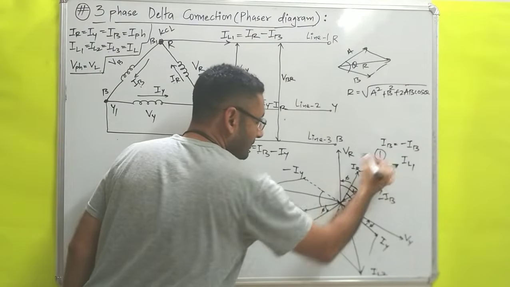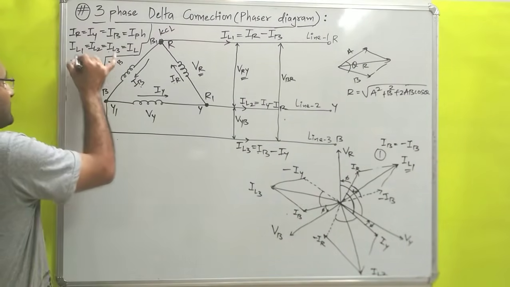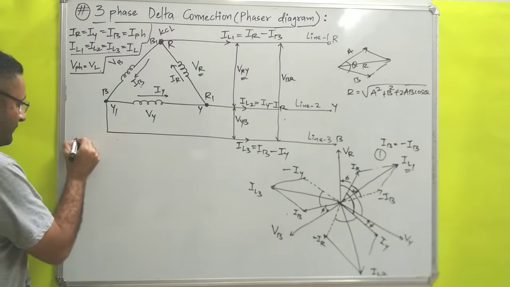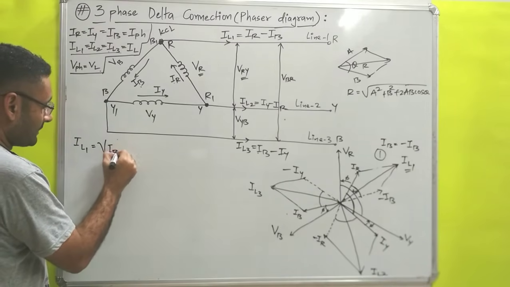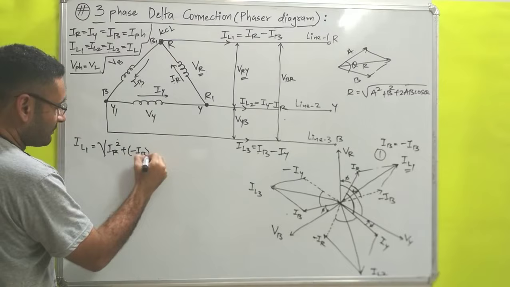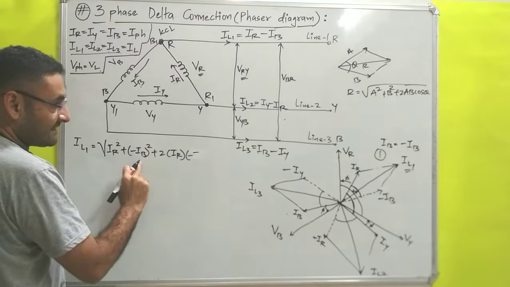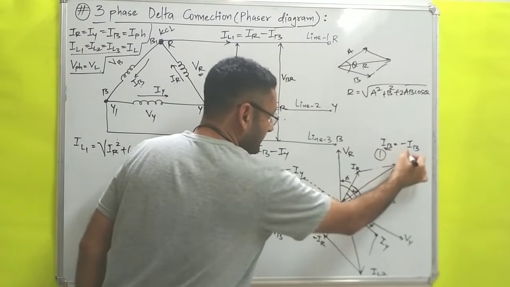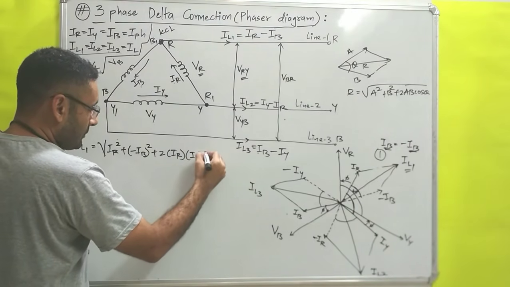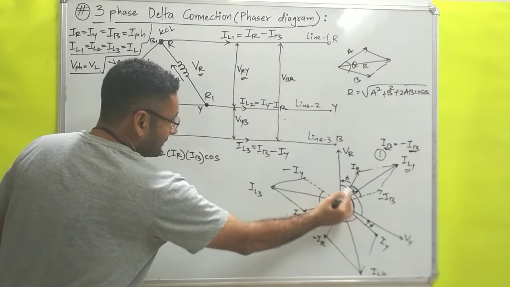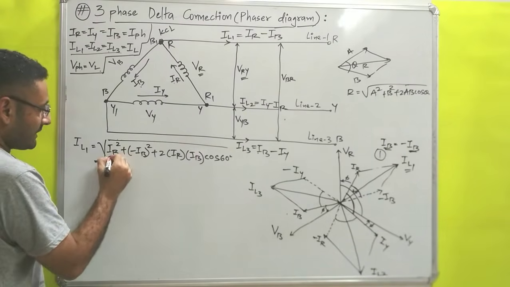So we will calculate for number 1. Whatever IL1 answer will be there, that will be for IL2 and IL3. Why? Because for the balanced condition, this we know very well. So for IL1, the resultant IL1 is equal to what? The square root of the first vector IR square plus minus IB square plus 2 IR, the second vector. Instead of the second vector minus IB, can I write IB, because that is equal in magnitude but opposite in direction. So I will write IB, then cos of theta. The angle between those two vectors is 60 degrees.